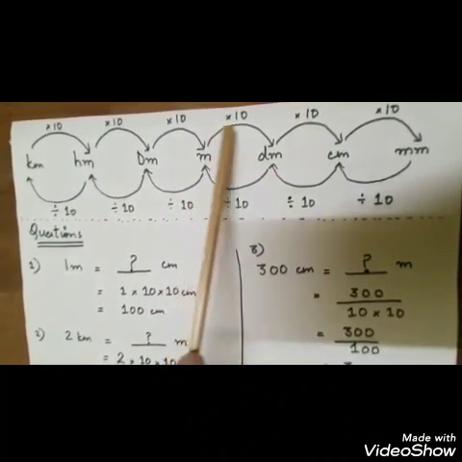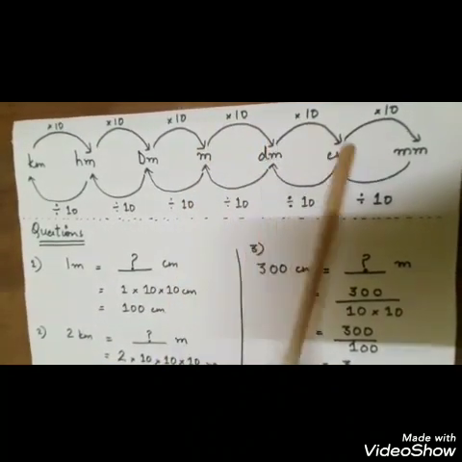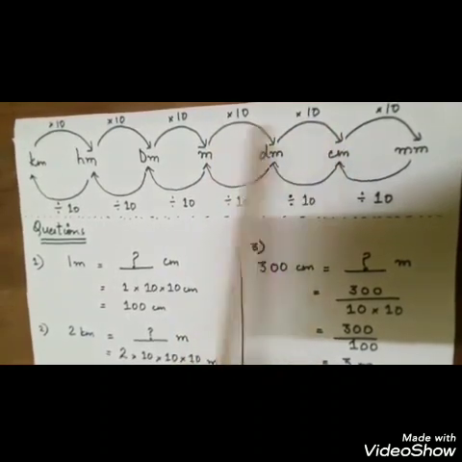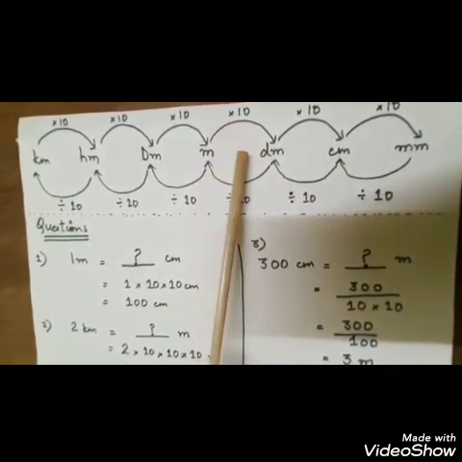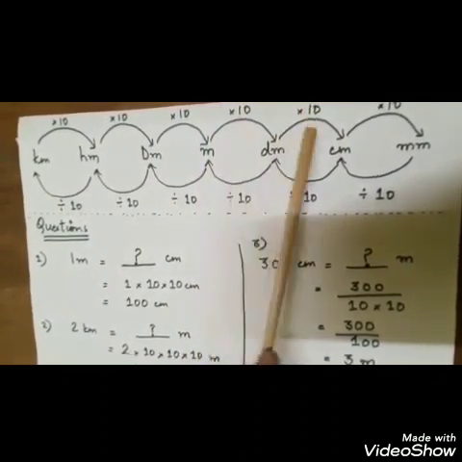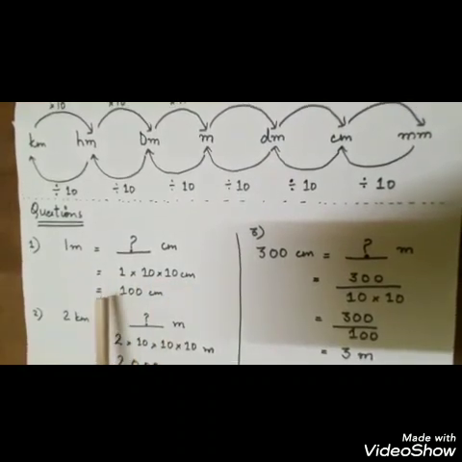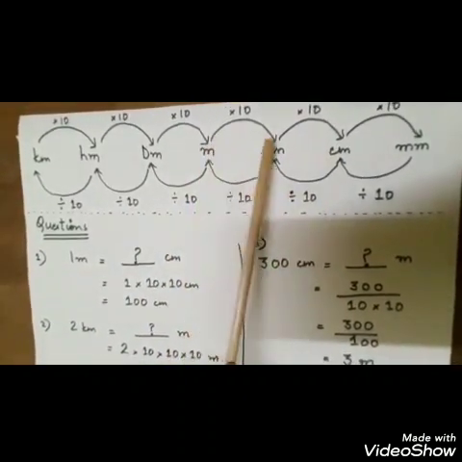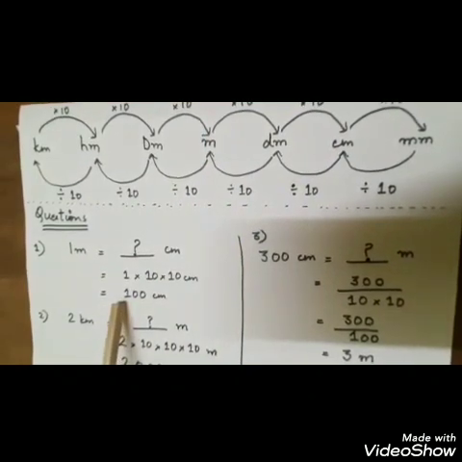In this, we have to move from bigger unit to smaller unit. 1, 2. See, we are moving two places to the right. We are moving two places to a smaller unit. So we have to multiply by 10 two times. So come here, 1 into 10 into 10. So the answer will be 100 centimeter. Therefore, 1 meter is equal to 100 centimeter.